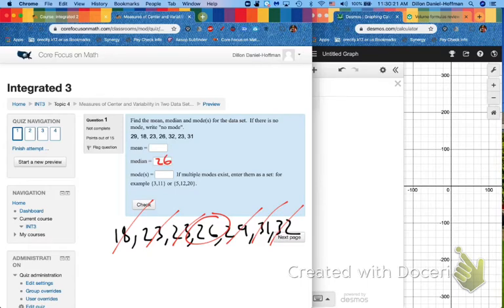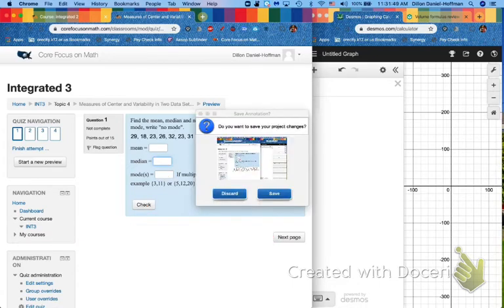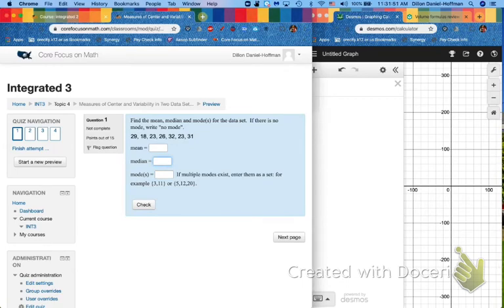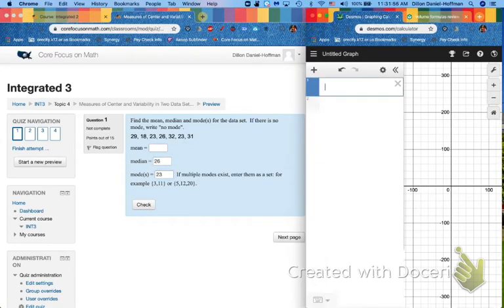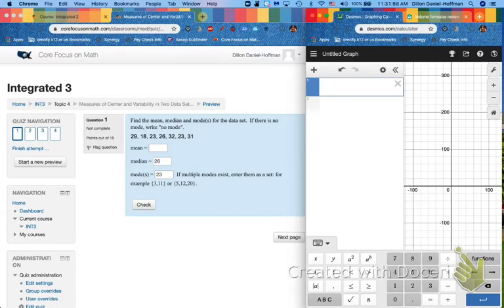My mode, which one appears more than once? I only have 1 number that appears more than any others. 23. There are 2 of them. So I'm just going to remember now. Oh, look at these Christmas colors. I'm going to remember that my median is 26, my mode's 23, because I'm going to have to cancel out of the writing to use my decimals calculator to find the mean, or the average. So just like I said, I'm going to use this in one step.